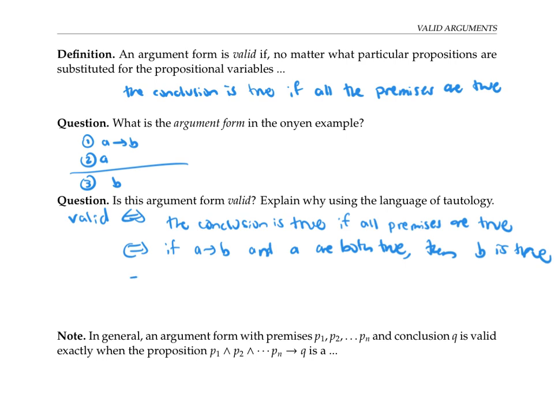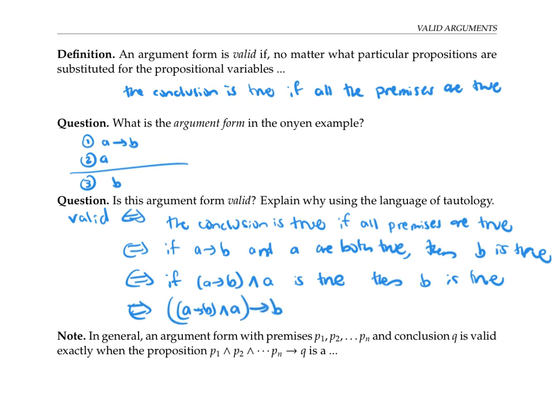We can write that in a more logical way as: if A implies B and A is a true proposition, then B is true. But that's the same thing as saying that the proposition (A implies B) and A implies B is a tautology. Since an implies statement is a tautology, it means that whenever the first part is true, the second part is true. What happens when the first part is false is irrelevant.